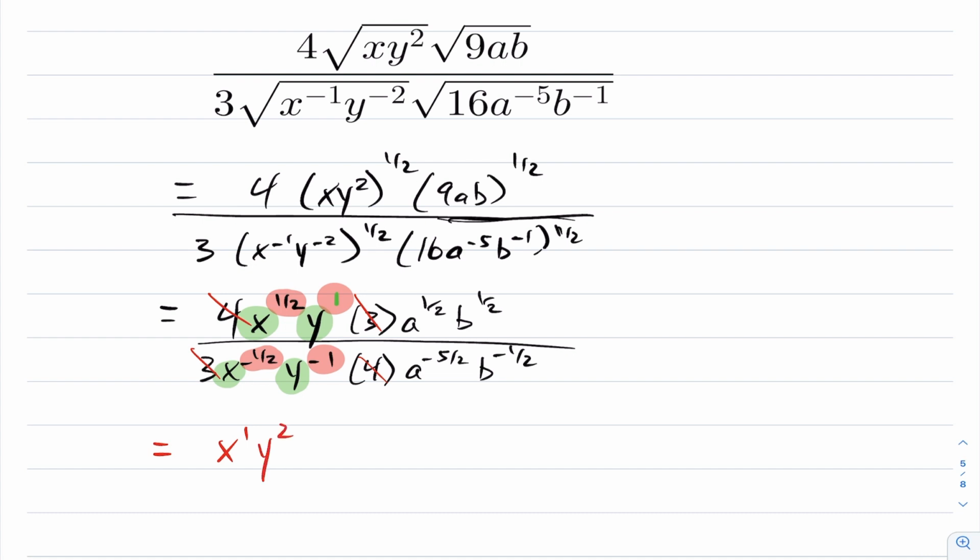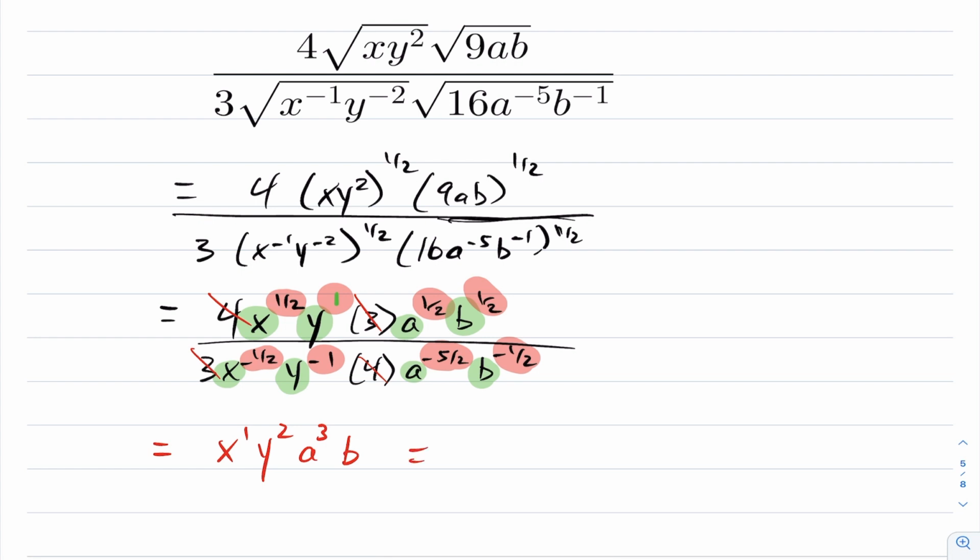And moving on to the a's here, we end up getting again same base. And we're going to go ahead and subtract the exponent. So 1 half minus 5 over 2. So 1 half minus 5 over 2 is negative 6 over 2, which is negative 3. This becomes a cubed. And lastly, again, same base. Subtracting the exponents, 1 half minus negative a half is 1. And this just becomes a variable of b.